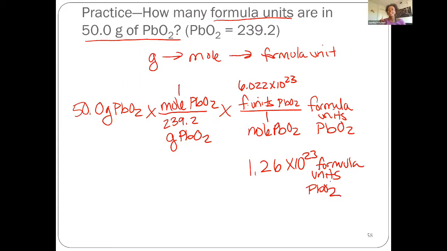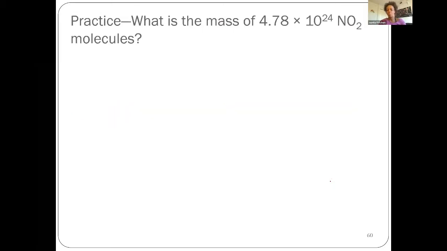Okay. It's important to make sure when you are given a problem like this, if they would have given you the name of the formula versus the actual written out molecular formula or formula in this case, empirical formula, that you first figure out what that formula is, because that's the only way you can figure out what the molar mass is of that compound. So make sure if they just give you a name, first make sure you come up with the proper formula, okay? One more problem. It says, what is the mass of 4.78 times 10 to the 24 NO2 molecules?